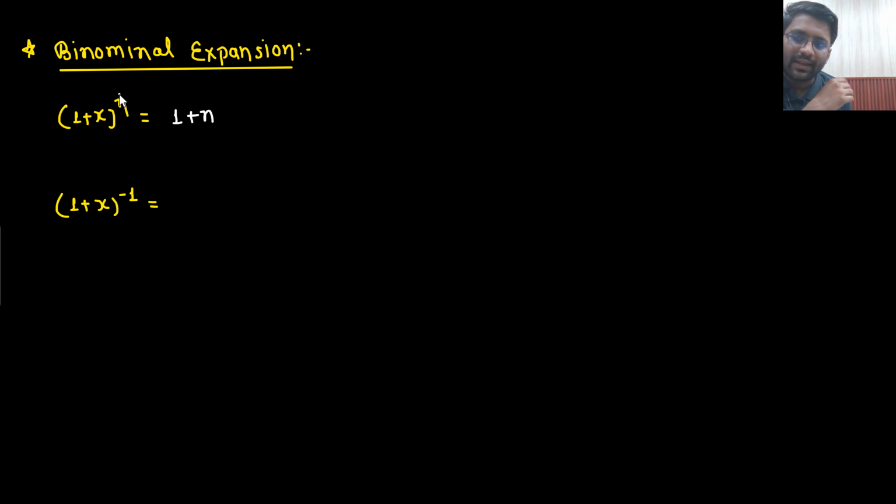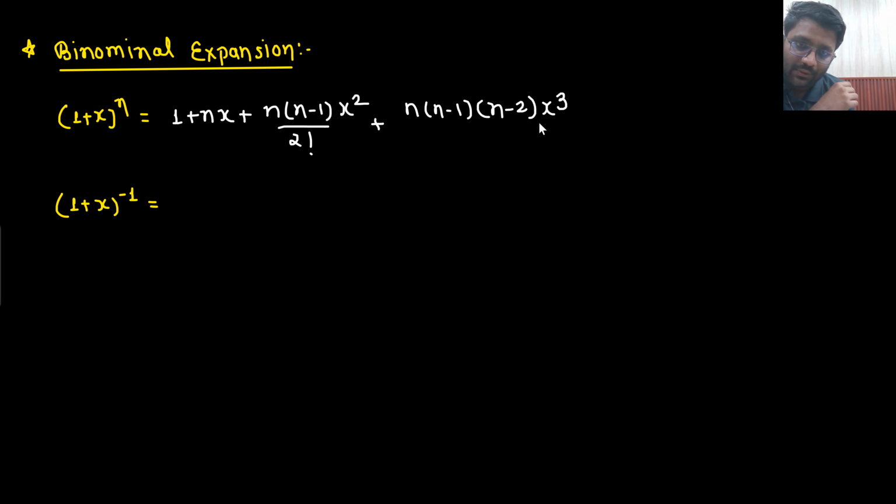Look, how will you remember? This n goes inside. So what you will get? 1 plus nx plus n into n minus 1 x square divided by 2 factorial plus n into n minus 1 into n minus 2 x cube divided by 3 factorial and so on. Understandable? In that manner, find out the expansion of 1 plus x to the power minus 1.